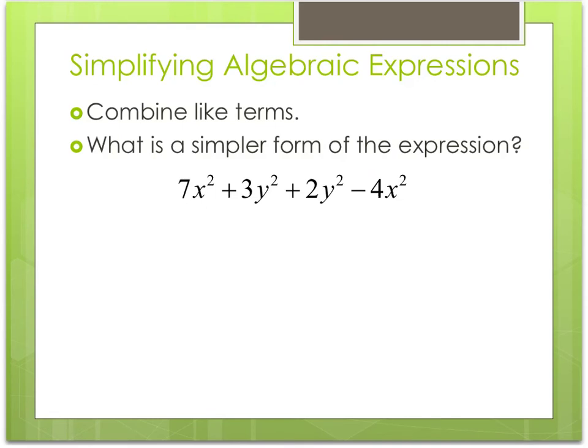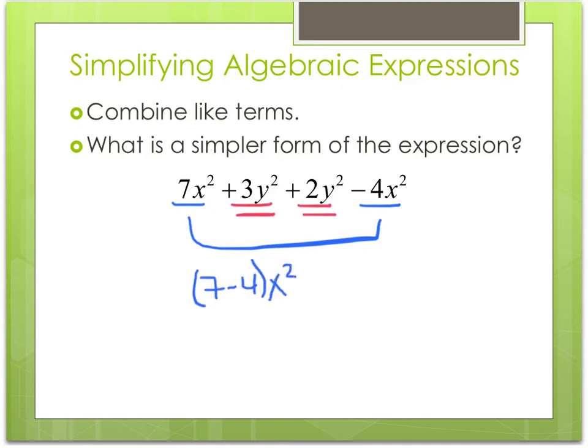Alright, so let's simplify this algebraic expression by combining like terms and rewriting it into a simpler form. So first, let's look at all these guys and see who has the same last name. So this guy's last name is x squared, this one is y squared, and then x squared. So it looks like these pair up, and then these pair up. So bringing these together, I'm going to just take their first name, so 7 minus 4, and tack on that last name. Simplifying that, I get 3x squared.